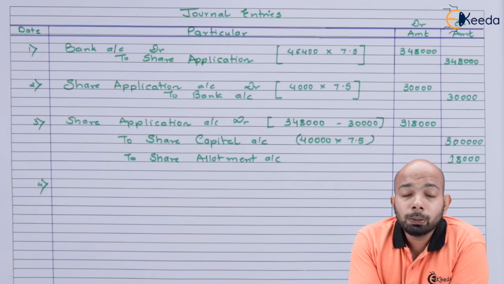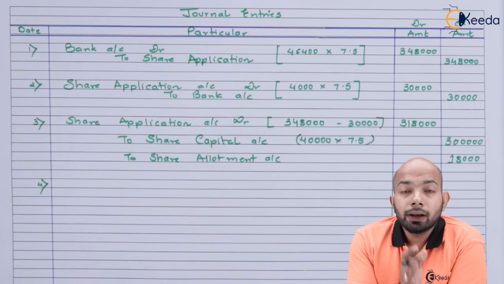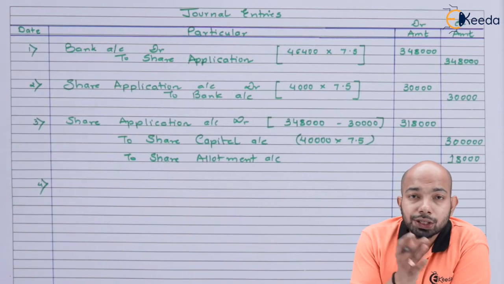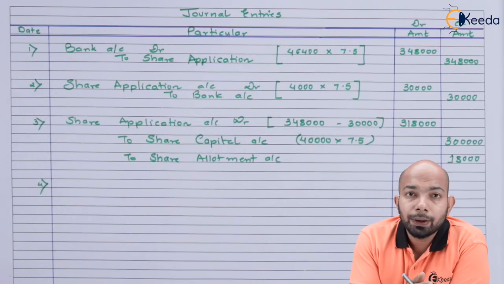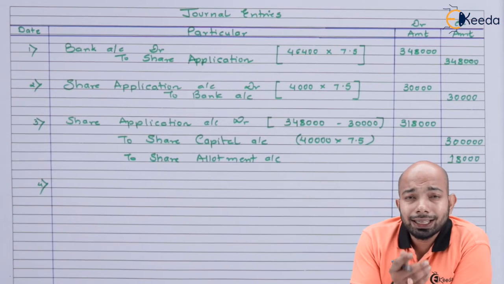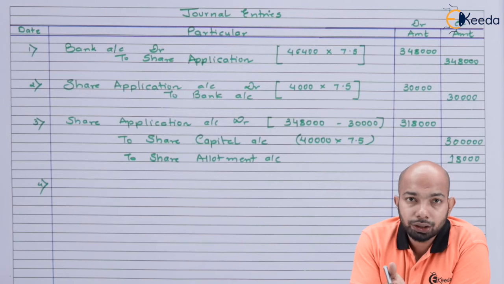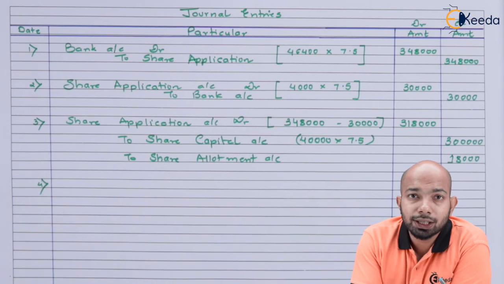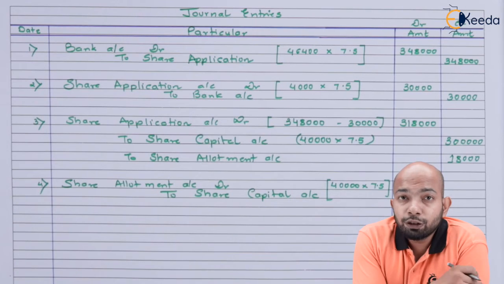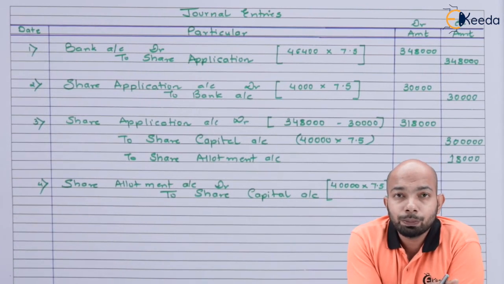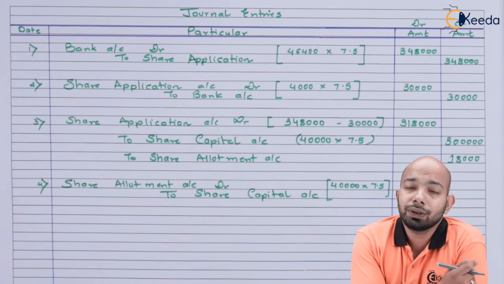Now the fourth entry that will be passed here is the allotment due entry. We know the due entry is very simple: share allotment to share capital. As there is no premium here, there is no necessity of mentioning the premium account. It's a simple plain entry: share allotment account debit to share capital. Let's mention that here. Now the allotment has been done for 40,000 shares. The expected amount per share is 7.5 rupees. So that means 3 lakh is the amount that we are expecting.